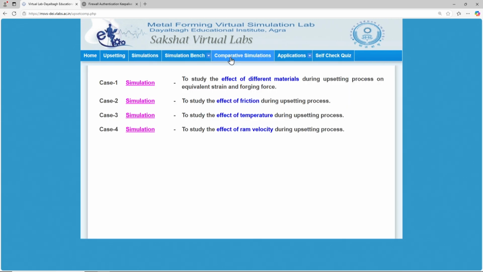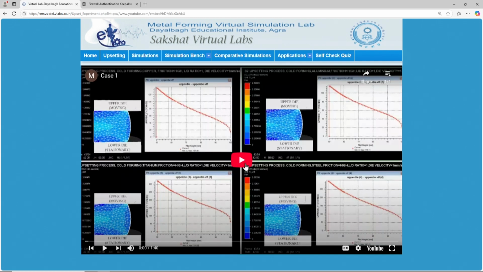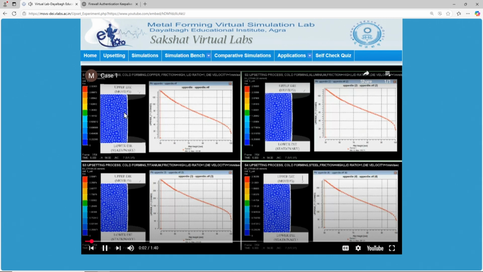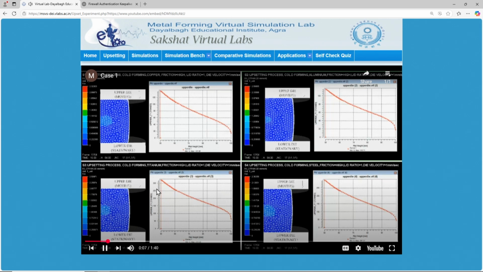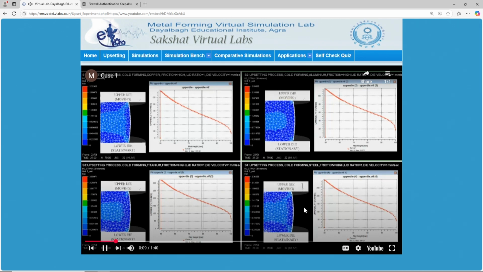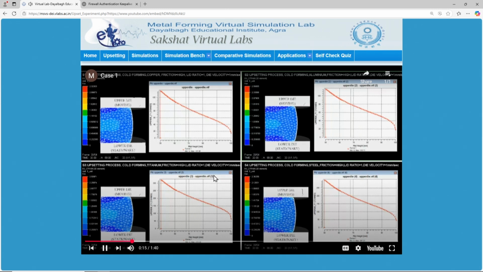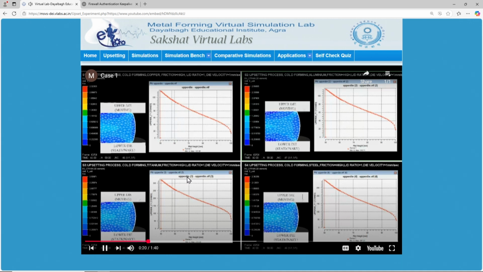Now comparative simulations are also there. Effect of different materials, effect of friction, effect of temperature, effect of ram velocity. For example, if I try to see effect of different materials, you can see the simulation is showing the simulation of different materials. So this is written in the video, name is case 1. So the top left quadrant here is copper, and top right is aluminium, and we have titanium and steel on the bottom left and the right respectively. You can see how the forces are varying in different kinds of the materials.